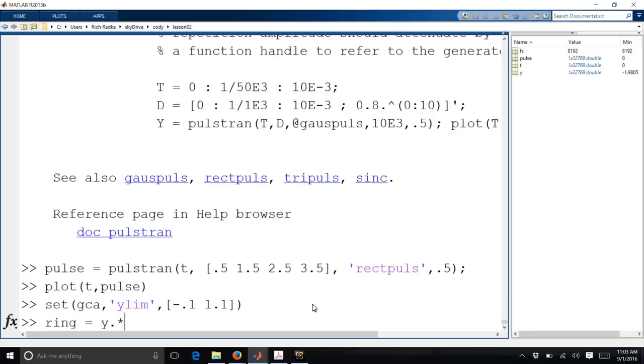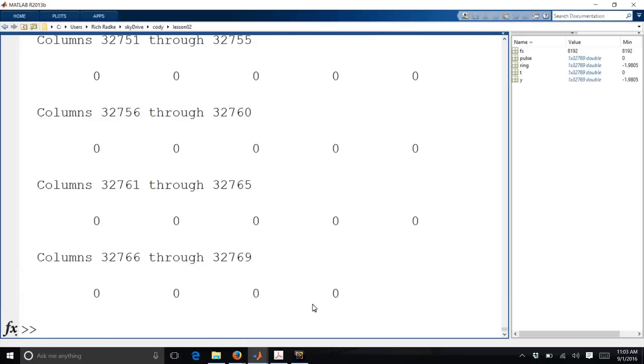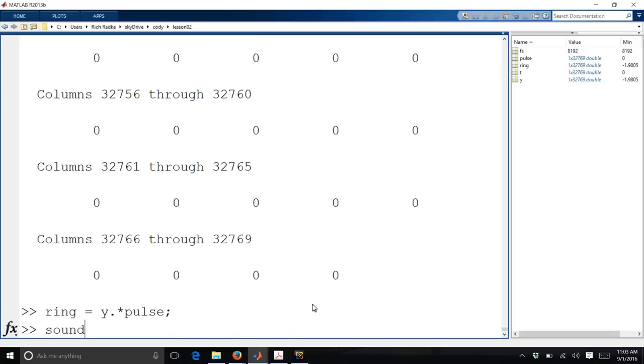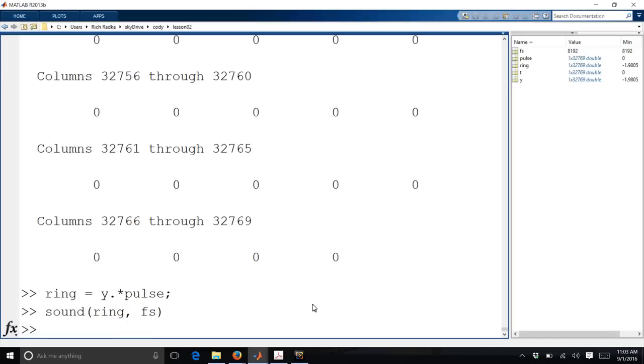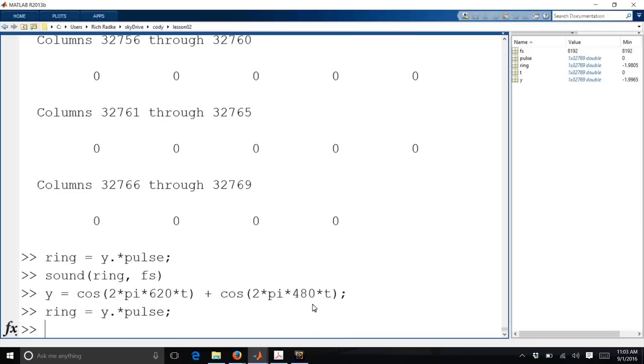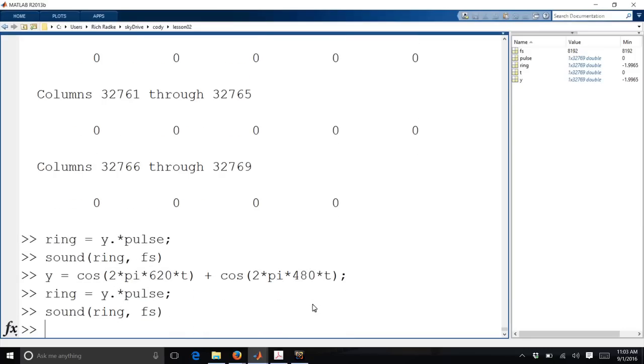the sound. If I multiply them together like this, dot times pulse, and now I do sound of ring, I guess it's more like the busy signal, actually, in terms of the cadence. So actually, I can do the busy signal, too. If I go back and change my y to be 480 and 620, and multiply these things together again, there you go. So again, the wonders of Matlab.